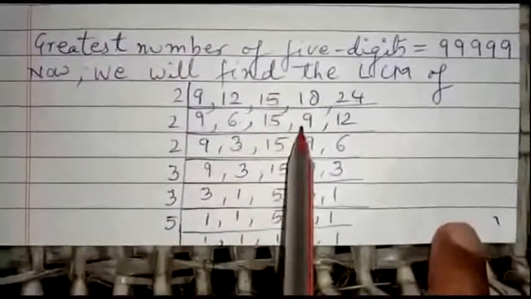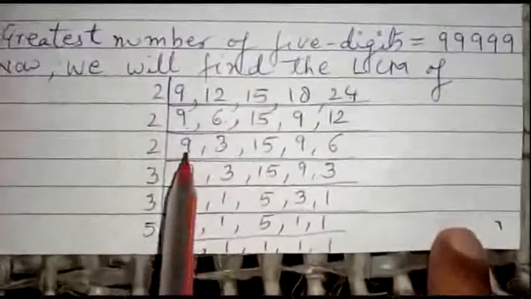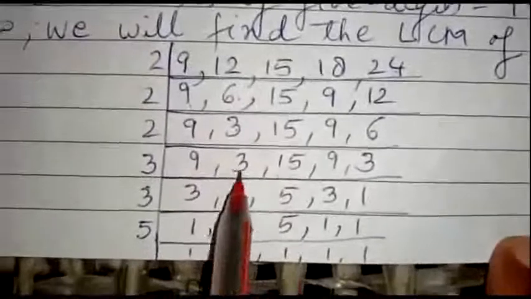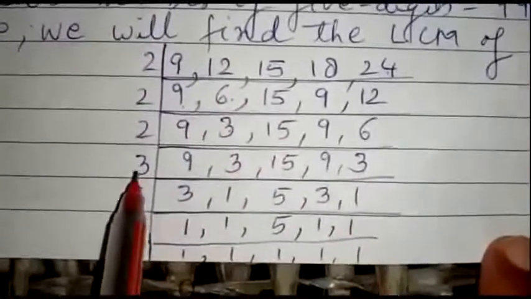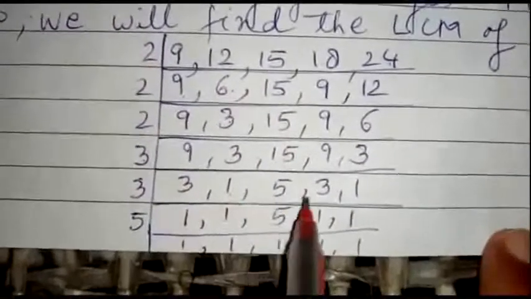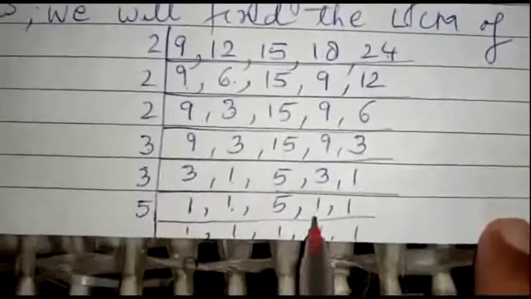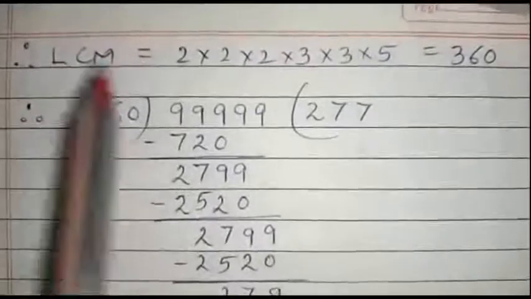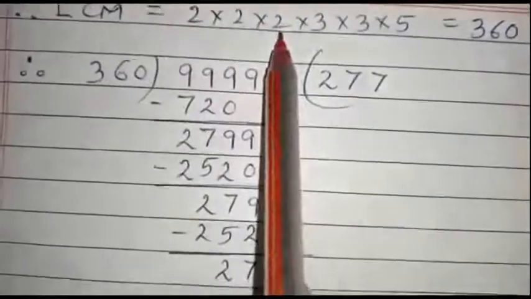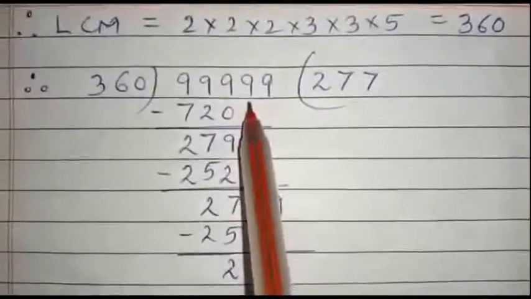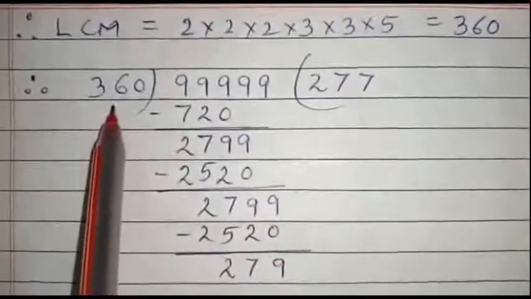6, 15, 9, 12. Divided by 2: 9, 3, 15, 9, 6. Divided by 2: 9, 3, 15, 9, 3. Divided by 3: 3, 1, 5, 3, 1. Divided by 3: 1, 1, 5, 1, 1. Divided by 5: 1, 1, 1, 1, 1. Therefore the LCM is equal to 2 into 2 into 2 into 3 into 3 into 5, which is equal to 360. So the greatest number of 5 digits will be divided by the LCM, that is 360.